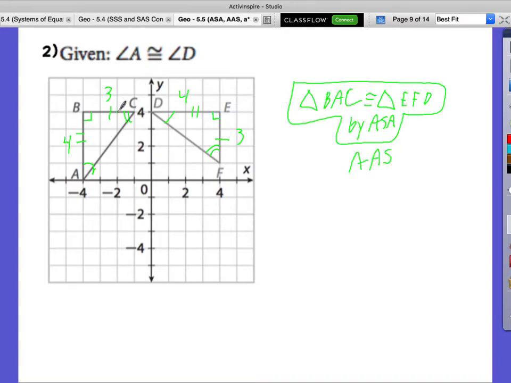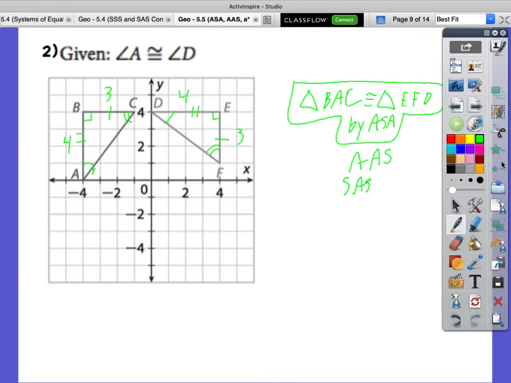Okay, what's another method we could use? Kevin? Side angle side. Side angle side, 2 sides and the included angle here. Because we know there are 2 sides. Okay. So those are 3 different methods we could use. We could use all the methods we've learned this morning.